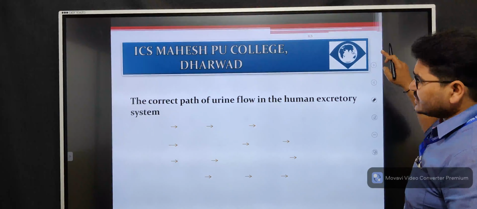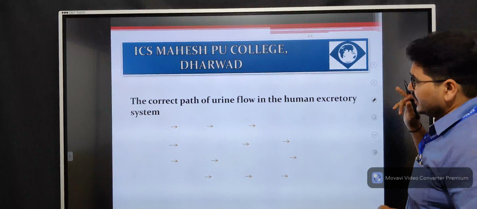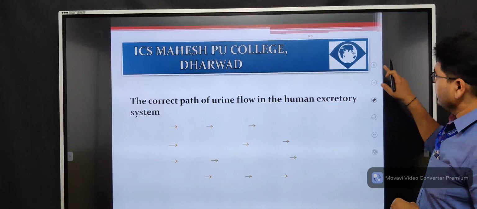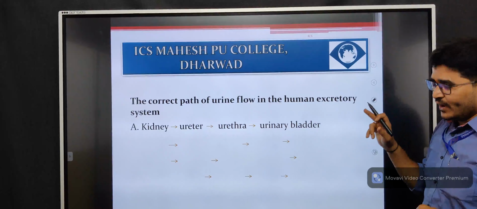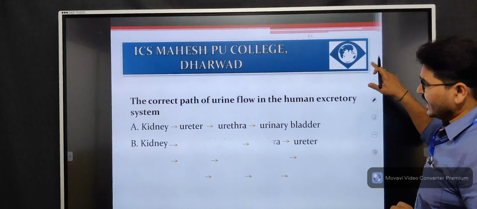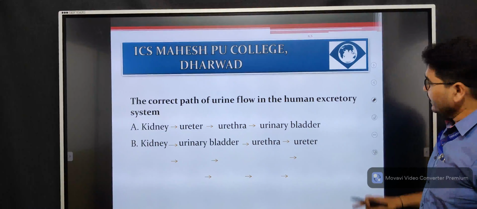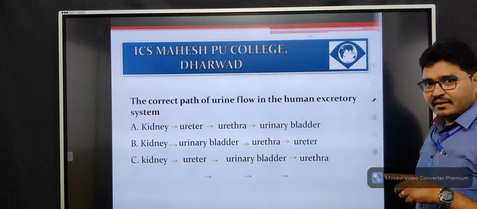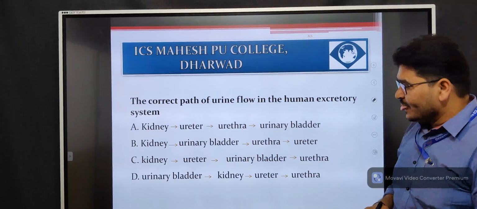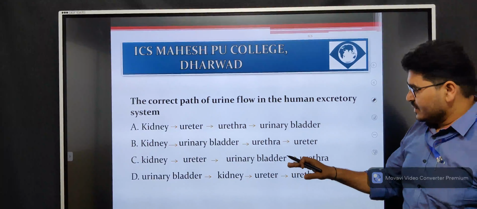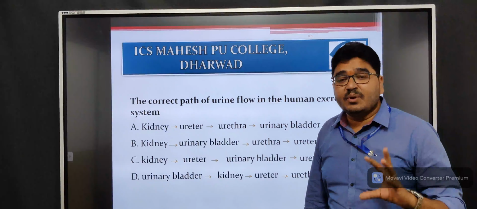Next, the correct path of urine flow in the human excretory system. A, kidney, ureter, urethra, urinary bladder. B, kidney, urinary bladder, urethra and ureter. C, kidney, ureter, urinary bladder and urethra. And D, urinary bladder, kidney, ureter and urethra. So this type of question, we generally call memory based questions.